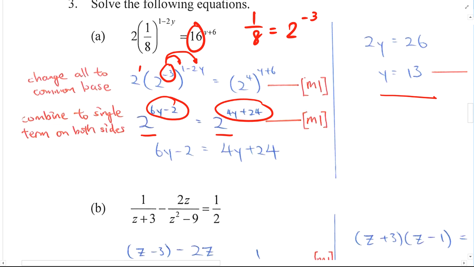Okay, and this is the mark distribution. Don't worry if you can't finish copying, it is going to be uploaded online.